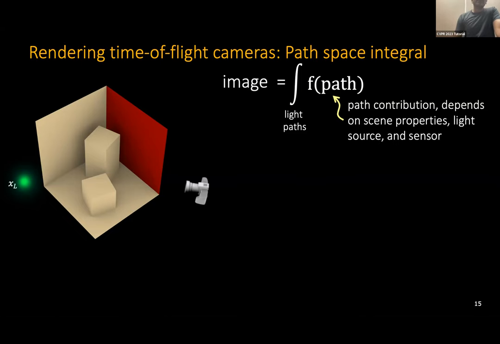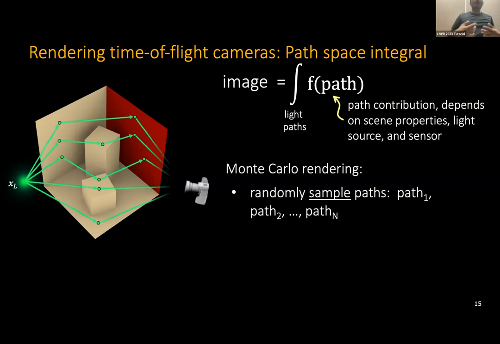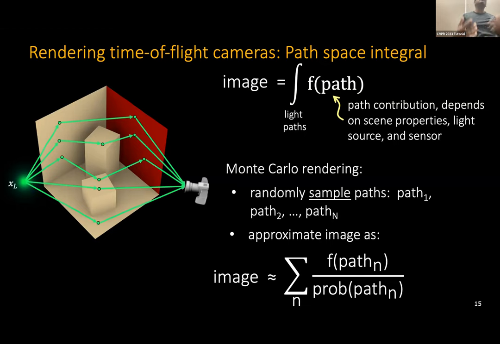Before that, just to recollect, we solve the path space integral with Monte Carlo rendering by randomly sampling the light paths, either using light tracing or path tracing or bidirectional path tracing. And we approximate the image with this summation: sample random paths, take the ratio of path contribution to the probability of the path, do that for many, many paths, and take the average. And that gives you the image.